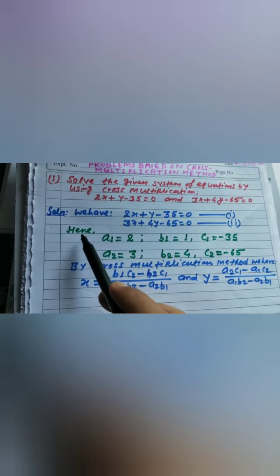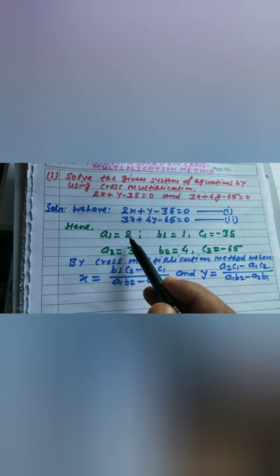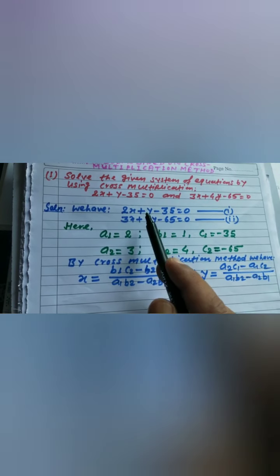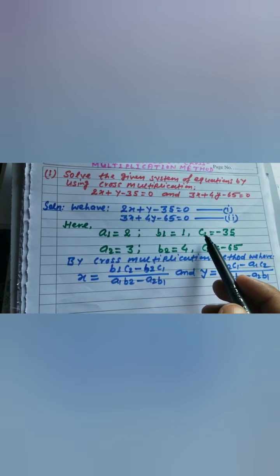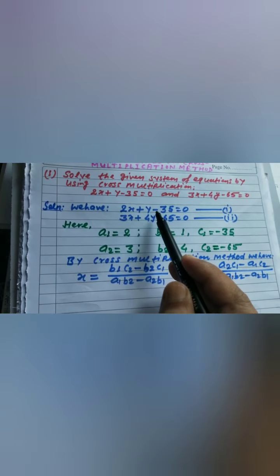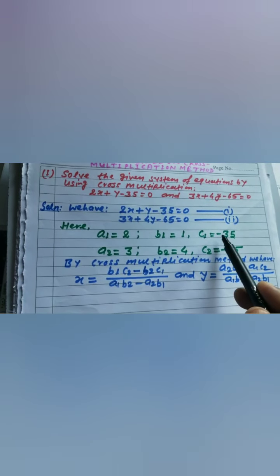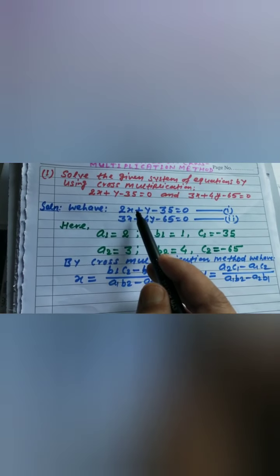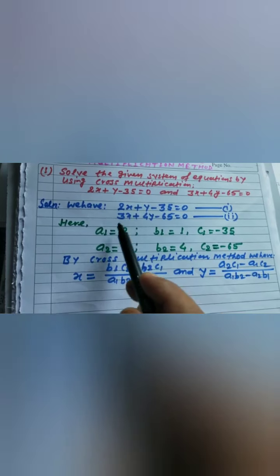Now write the coefficient of x, which is a1 is equal to 2, b1, the coefficient of y in the first equation, which is 1, and the constant term in the first equation, that is minus 35. If a minus sign is there, then you have to write it with the sign, and if plus is there, then there is no need to put the plus sign.